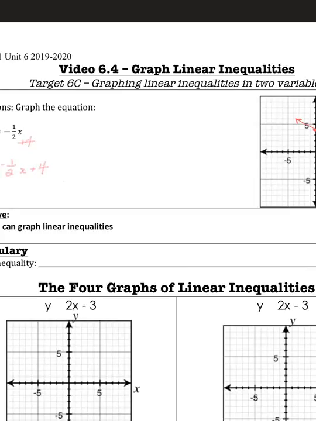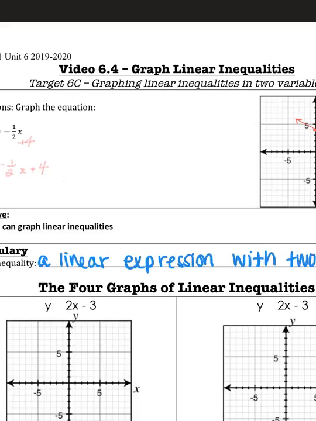Today we're going to look at graphing linear inequalities. A linear inequality is defined as a linear expression with two variables and one of our signs: less than, greater than, less than or equal to, or greater than or equal to. So instead of an equal sign, like in our Ignite, we have one of those inequality signs.